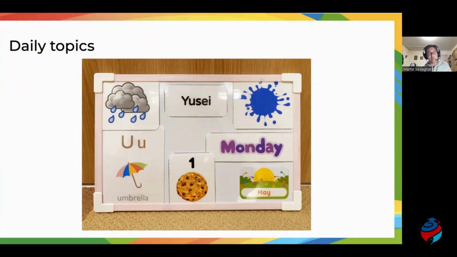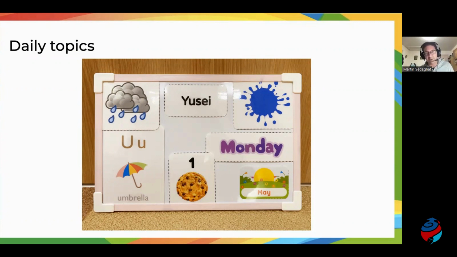So this way we can check the letter of the day. We go through, today is U, tomorrow is V, next day is going to be W. We check the weather. We have a color of the day. We have a number of the day. Right now it's 1 through 10, but I've made 1 through 20 and 1 through 30. So for the older classes, we'll go through those. Also the month, and then the helper.